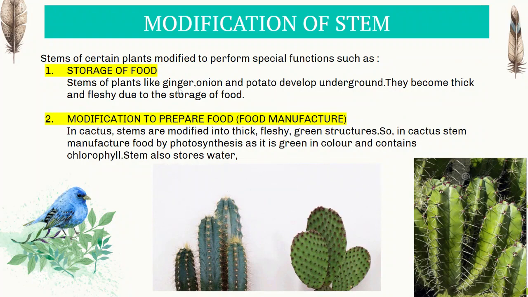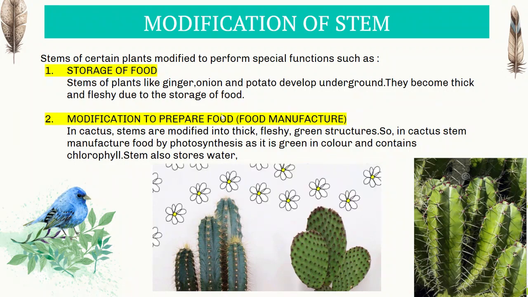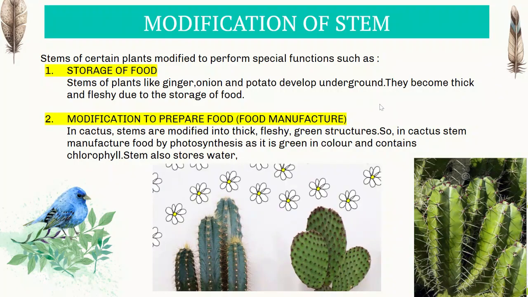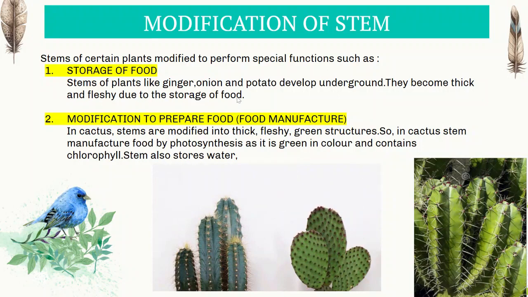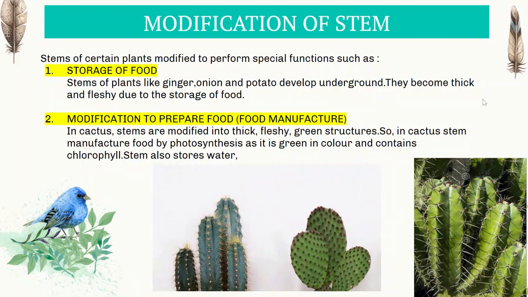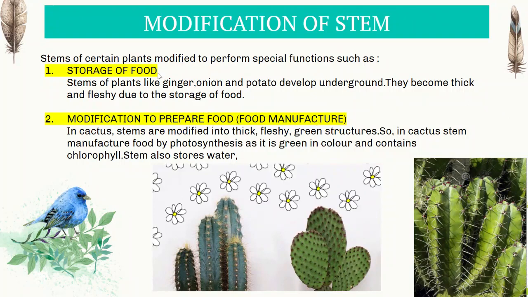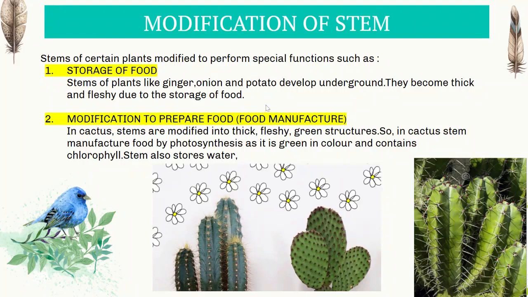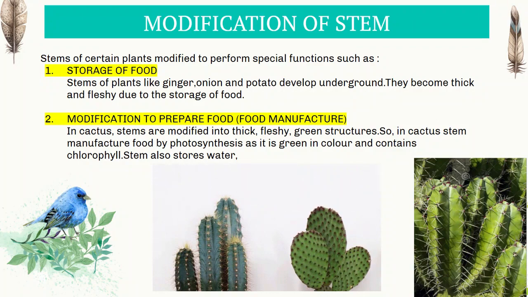First, let us discuss the storage of food. Children, in some plants, stem stores food. For example, ginger, onion, and potato develop underground. They become thick and fleshy due to the storage of food. And we also eat these underground stems. So, one modification of stem is storage of food, and we eat stems like potato, onion, and ginger because they store food inside them.